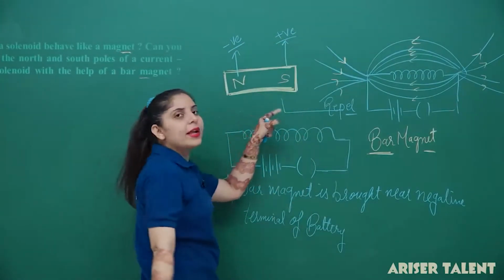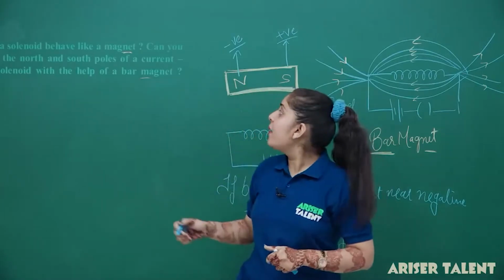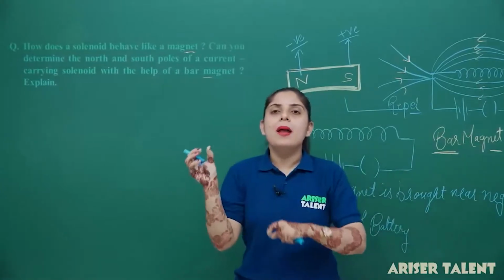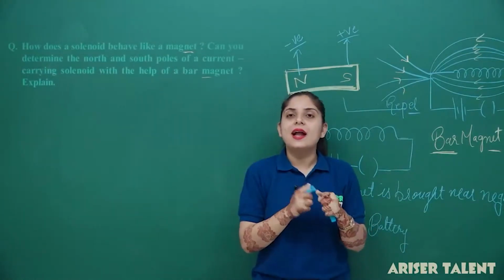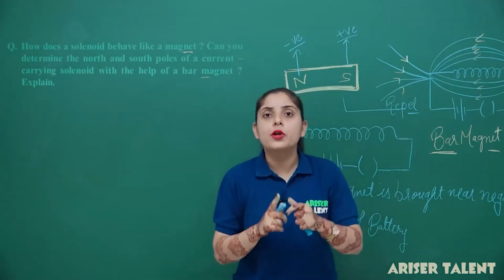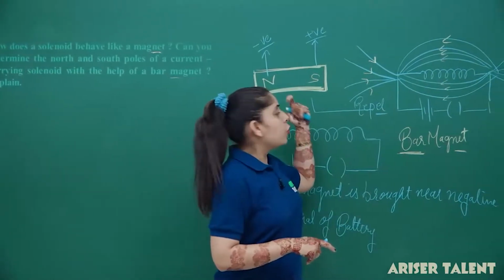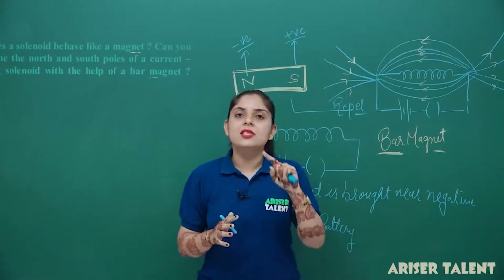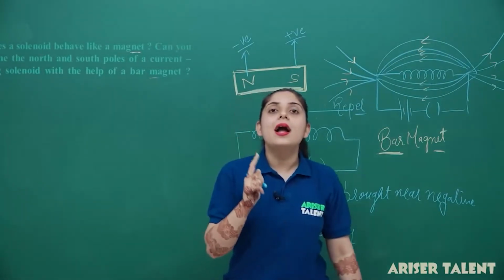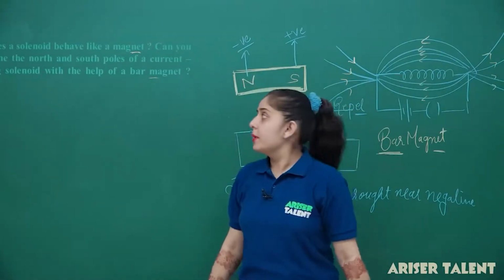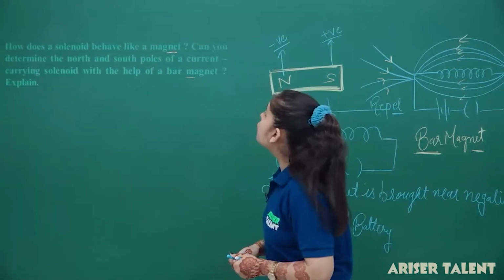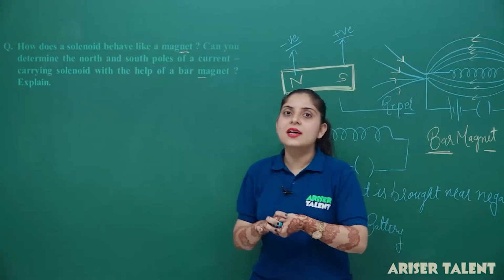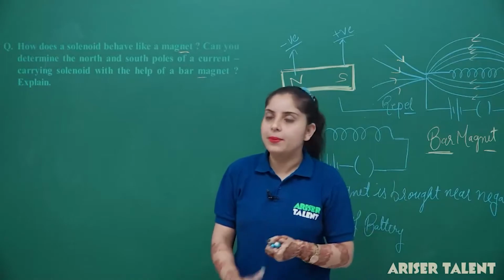So this is how you can identify the poles in the case of the solenoid. When you bring the bar magnet near the solenoid, you will see that the negative terminal is always going to repel the north pole. It means they are the like poles which are repelling each other. So I can say that the south pole will be our positive terminal and the north pole will be our negative terminal. So this is a very interesting question, and this type of question can be asked because the solenoid is again a very important topic from our chapter.